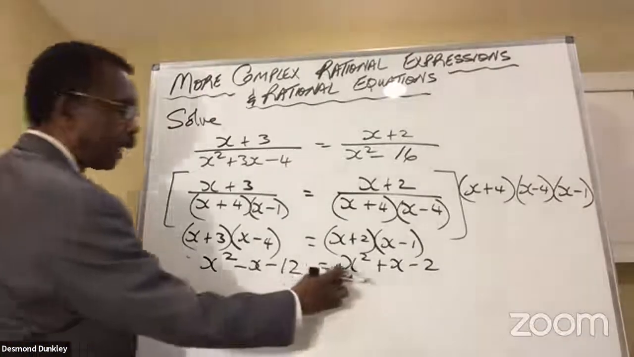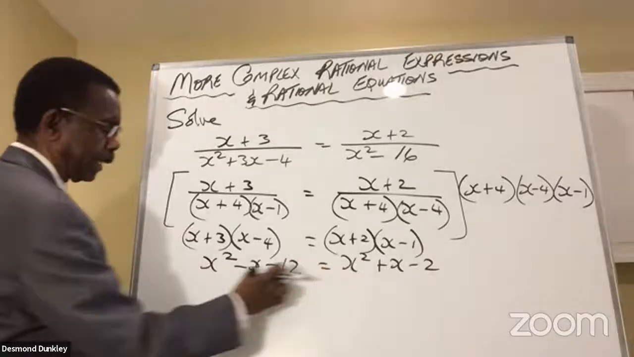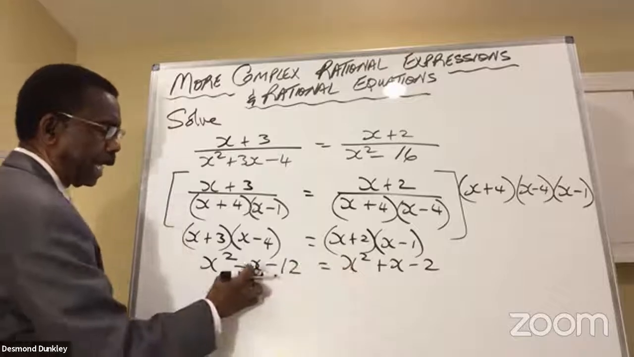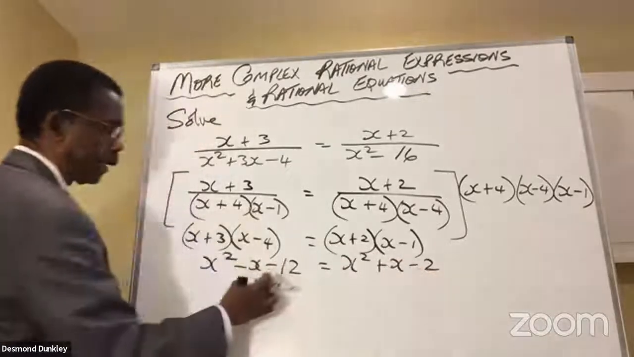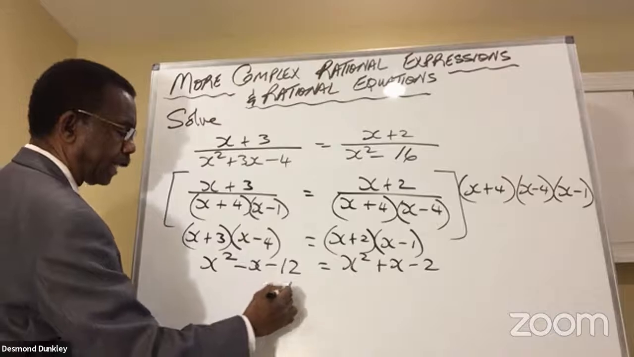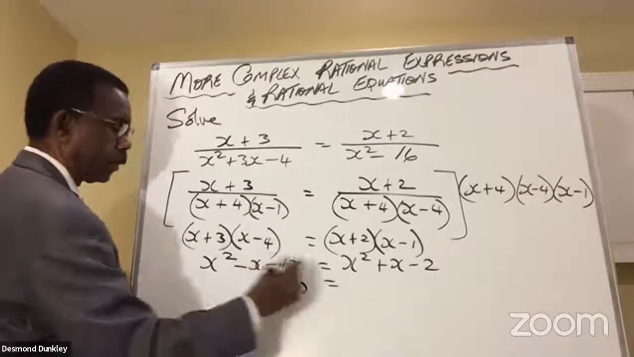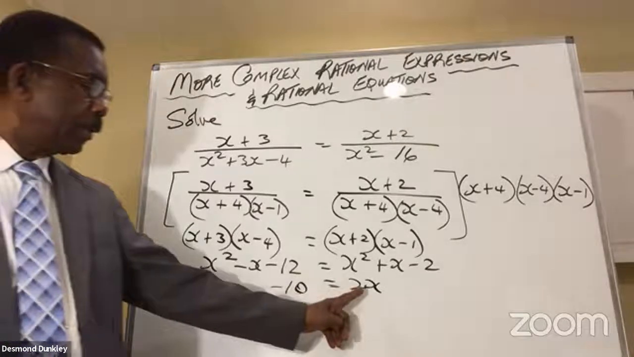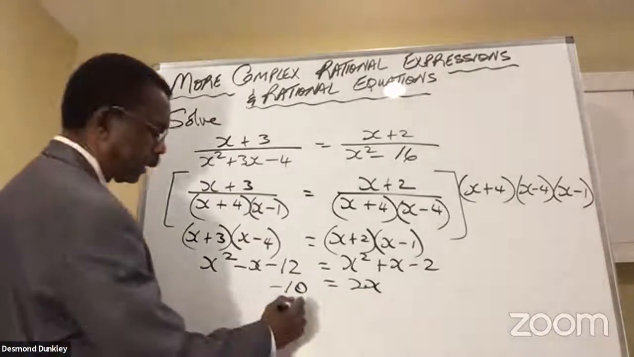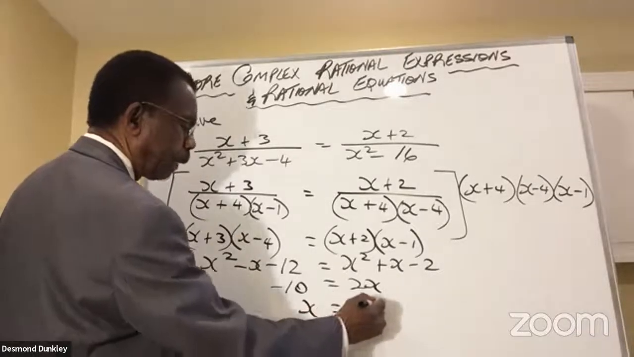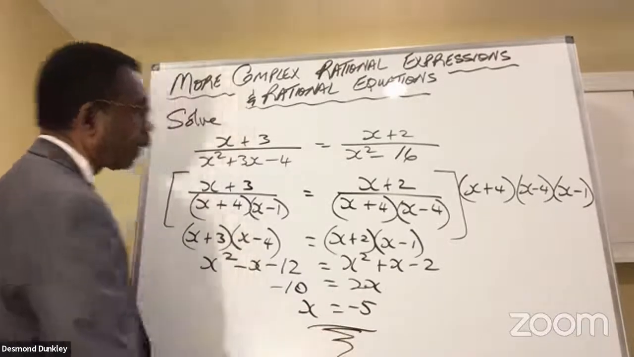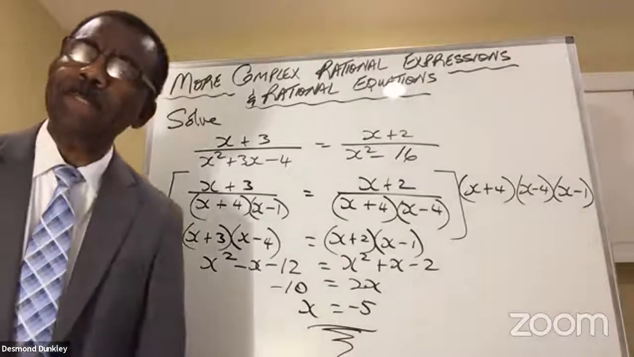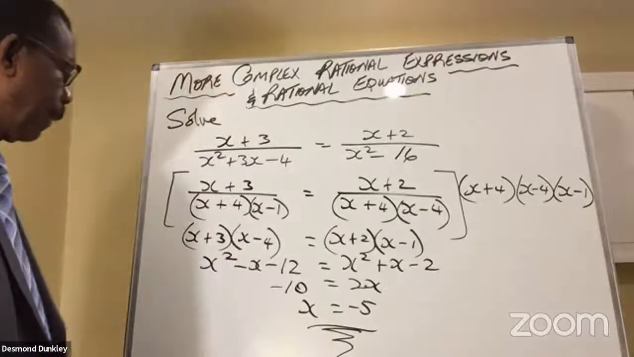Yes? Subtract x squared from both sides, these cancel. When we subtract x squared from both sides, they cancel. Add x to this and add 2 to this. We end up with negative 10 equals 2x. So negative 10 is equal to 2x. So therefore, x is equal to negative 5. Is it correct? I don't know. Let's check to see if it works, and then that's it. Let's call it a day.